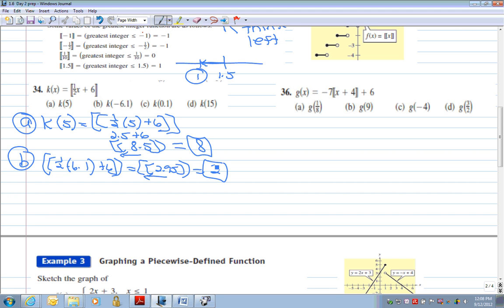All right, part C. And now we have, again, 1/2, but we're going to multiply times 0.1. And then we're still adding 6.